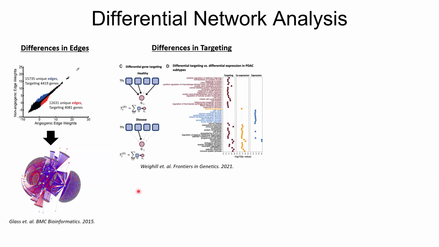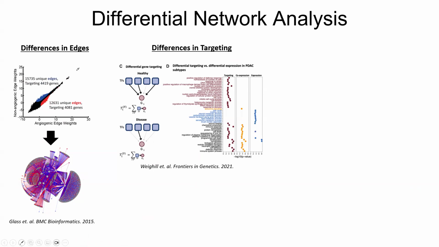On the left, this is an approach I mentioned during the lecture yesterday, comparing an angiogenic versus a non-angiogenic network. Edges that are unique to the angiogenic network are shown in red. Those that are non-angiogenic are shown in blue, and you can see some shared and distinct structures between them. On the right is an example of an analysis where there were different subtypes of PDAC.